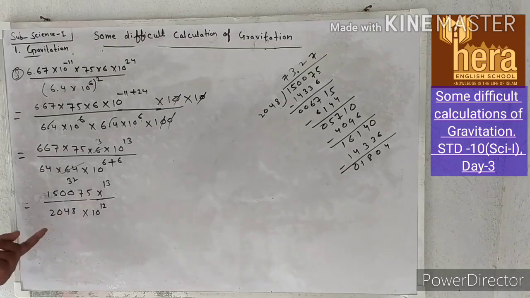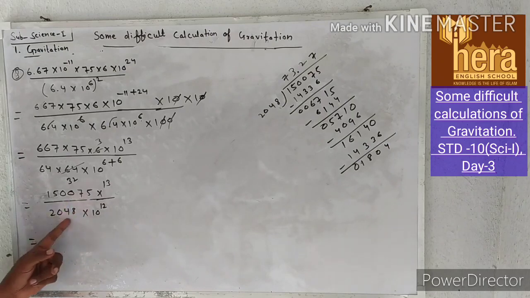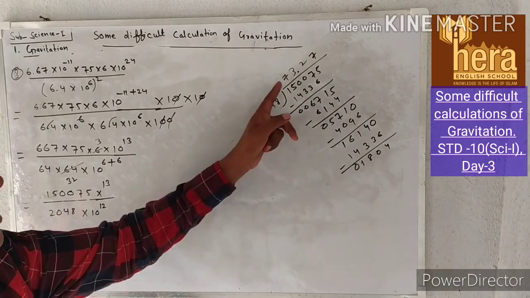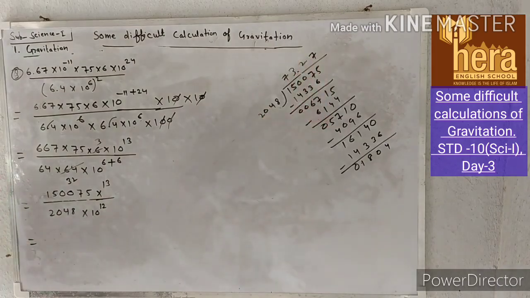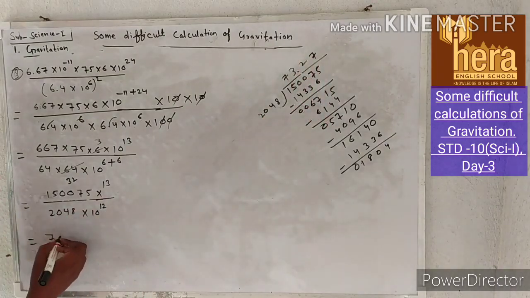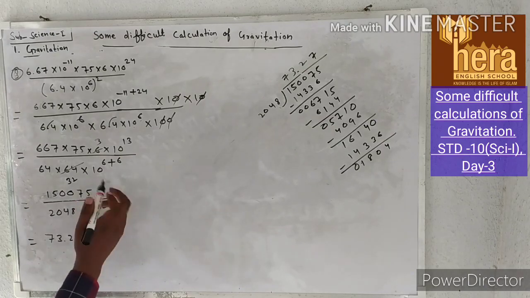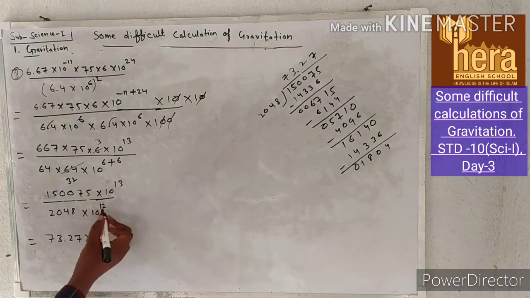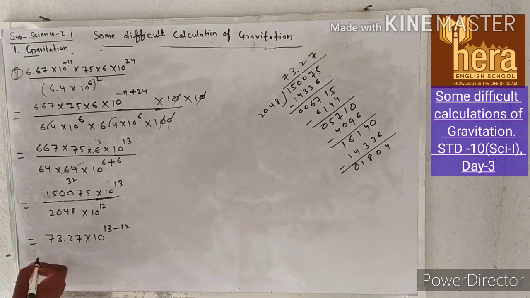So this will be equal to, if you divide this number 150075 by 2048, you will get 73.27. Take up to 2 digits of the decimal. Okay, so this will be equal to 73.27 into 10 raised to 13, 10 raised to 12, but both are in division. This will be equal to 13 minus 12.